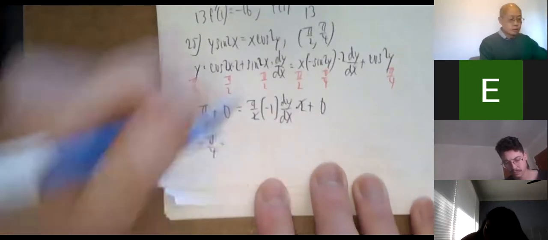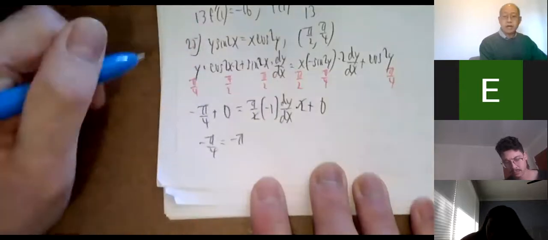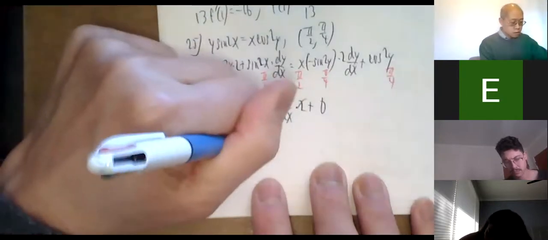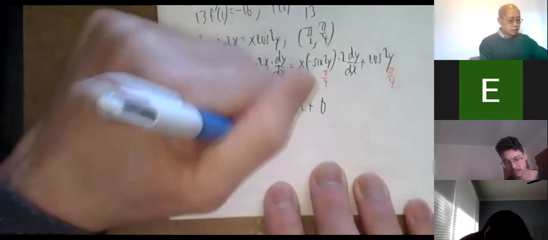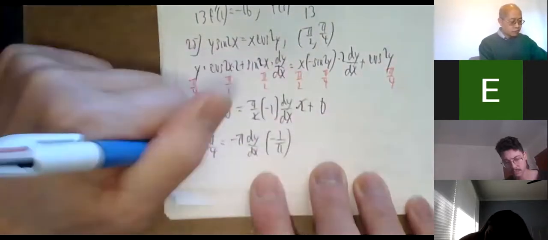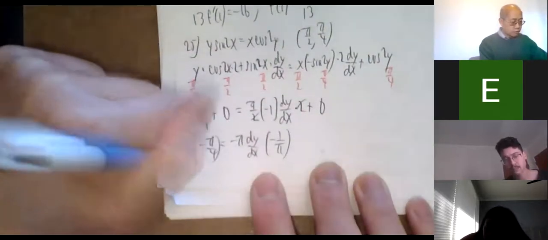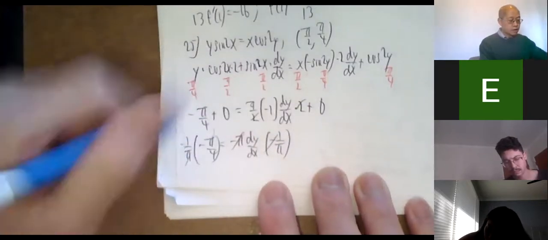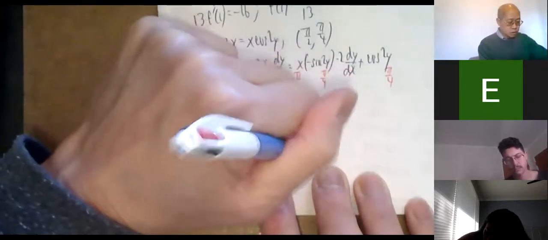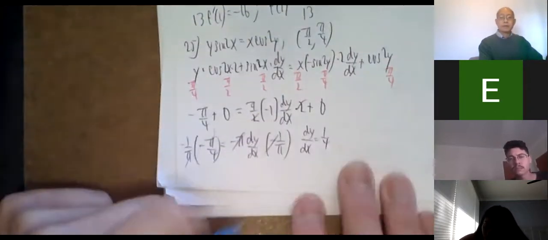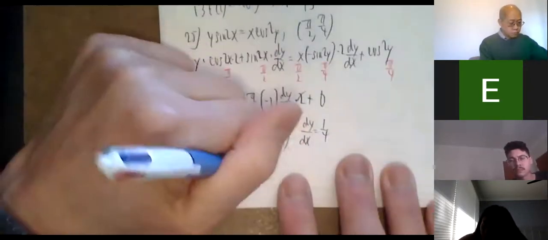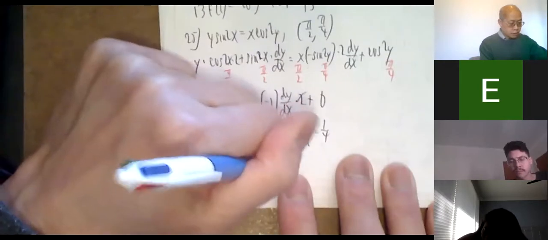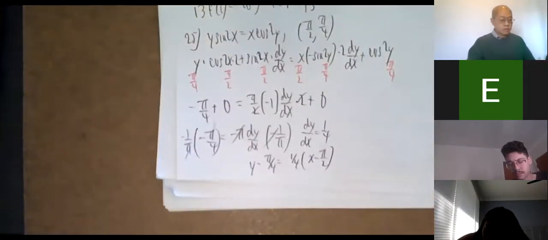equals negative pi dy dx. Multiply both sides by negative 1 over pi. Pi's cancel. dy dx is 1/4. Okay, point slope: y minus y1 equals m times x minus x1. And I'll just stop there.